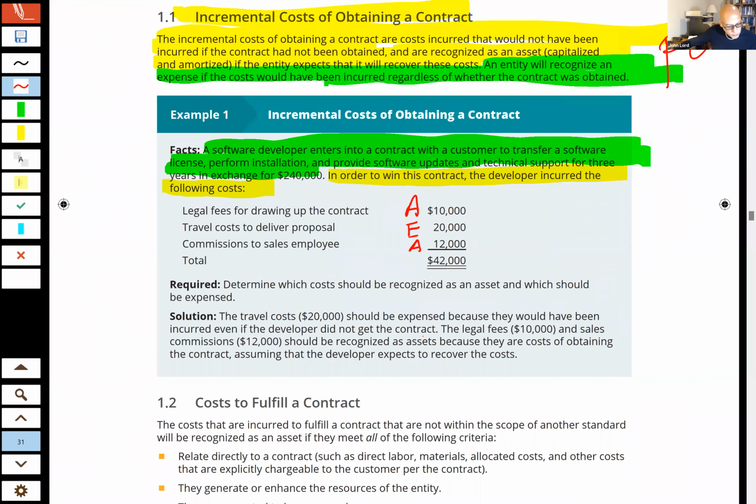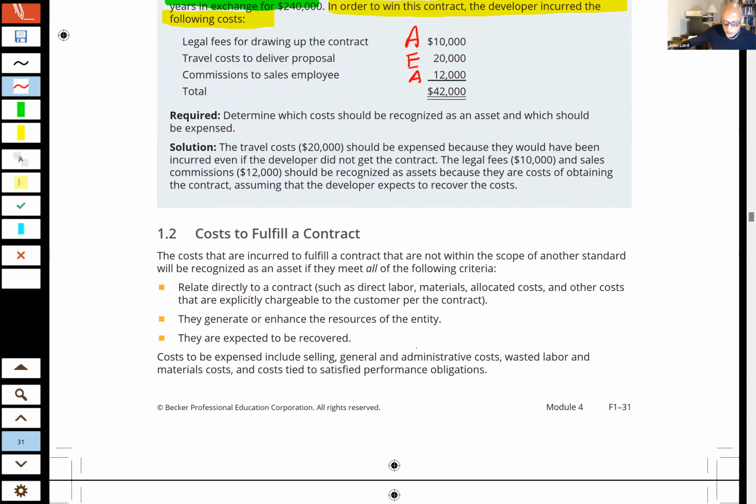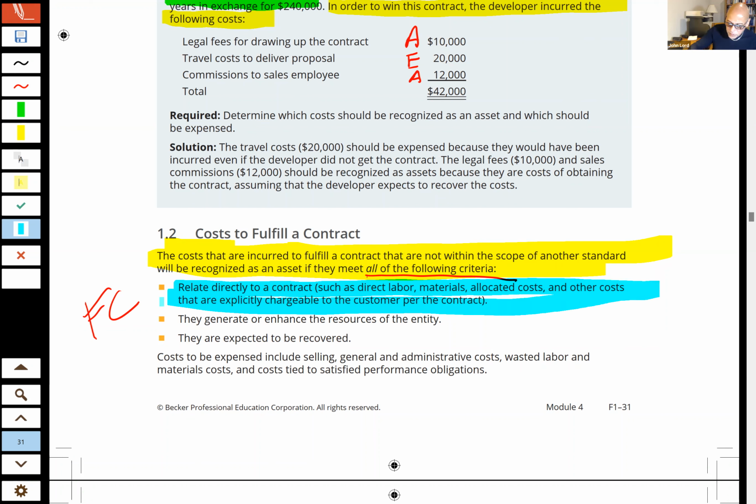Okay, good. Cost to fulfill a contract. They tell us that the costs incurred to fulfill a contract that are not within the scope of another standard will be recognized as an asset if they meet, and when I see the phrase 'all the following criteria,' the next word out of my mouth is what? Flashcard. So if the costs relate directly to the contract, such as materials, labor, etc., they generate or enhance the resources of the entity, and they are expected to be recovered.